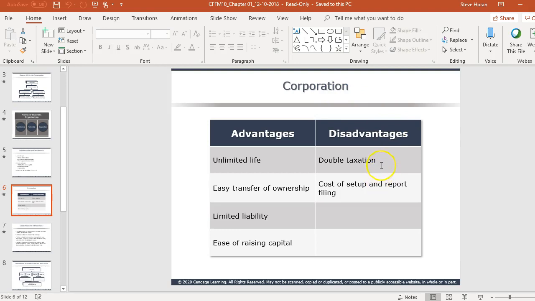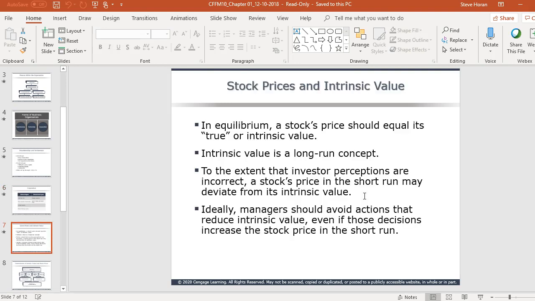On the disadvantage side, a big one is double taxation. Corporations do pay tax. And then when a corporation pays dividends to its stockholders, the stockholders also pay tax on the dividends. It's also very expensive to set up and report. It requires a lot of legal filings and a lot of regulatory approvals. And then once you become a corporation, there are annual filings you have to do and quarterly filings, which just take a lot of time, money, and effort. So it means you have to have more employees on staff. It means you have to have an SEC attorney on retainer, things like that. So it's just a more expensive format.